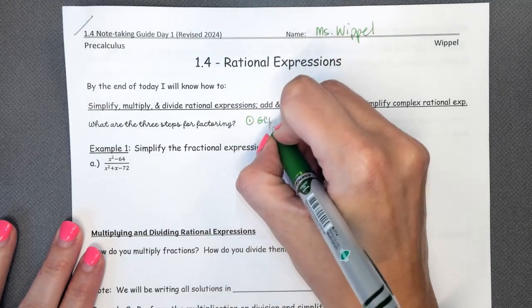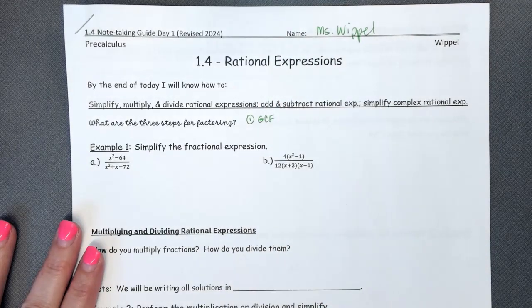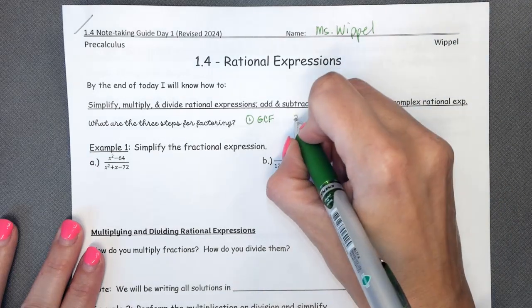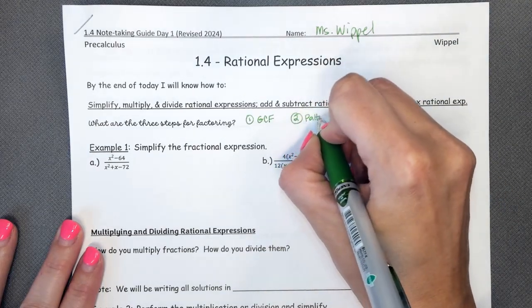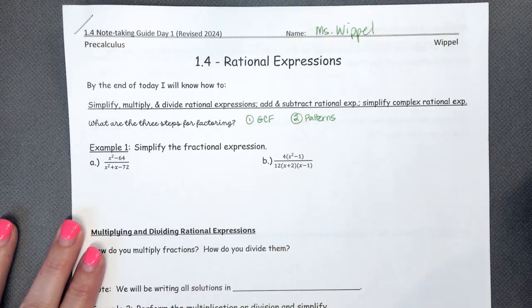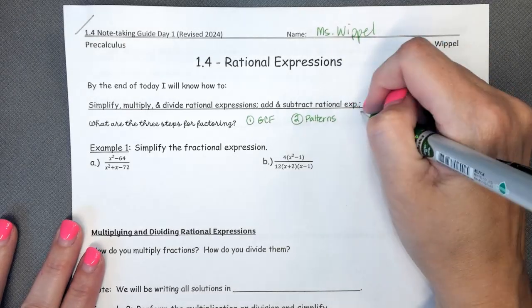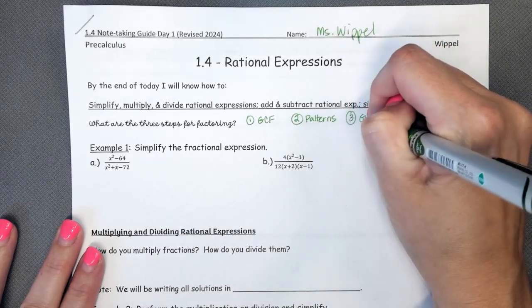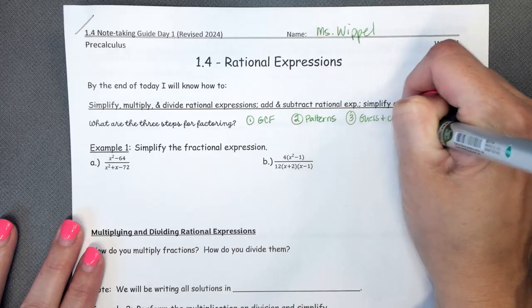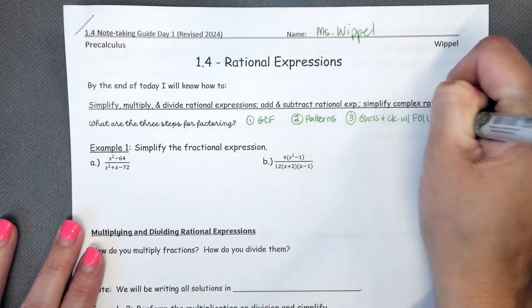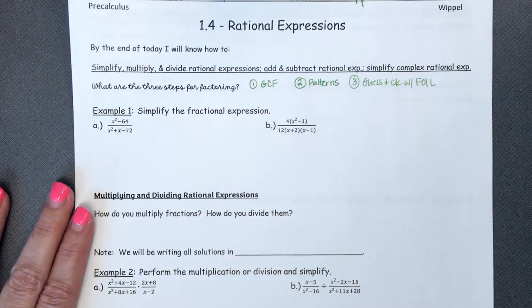Our first step is always looking for that greatest common factor, the GCF. And then we want to see if there are any special patterns. The sum of cubes, difference of cubes, difference of 2 squares. And then we can always guess and check with FOIL when we have our trinomials.